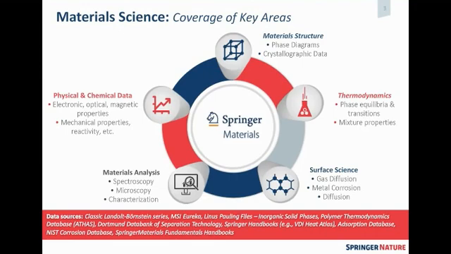Springer Materials draws on many data sources to cover key areas in material science. Data on the structure of materials, as well as on thermodynamics, surface science, materials analysis, and a large collection of physical and chemical property data are all available on the platform.